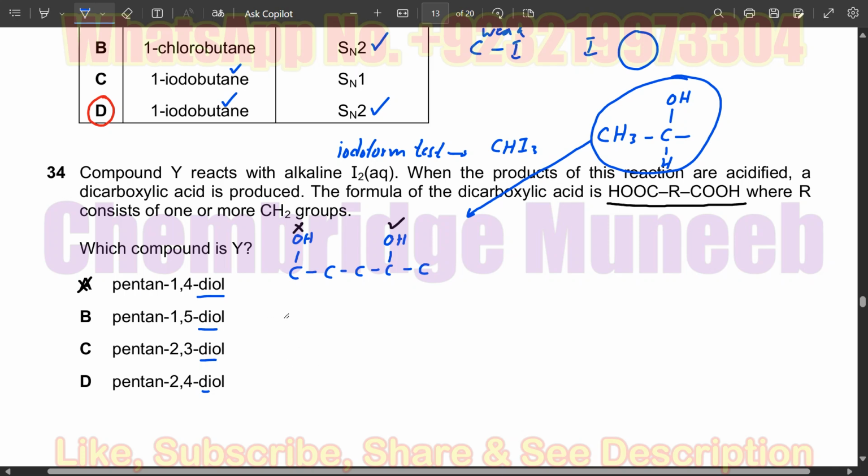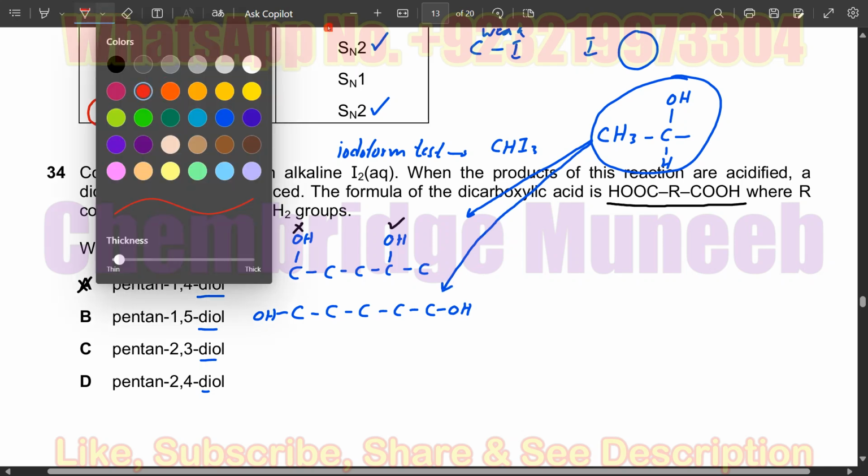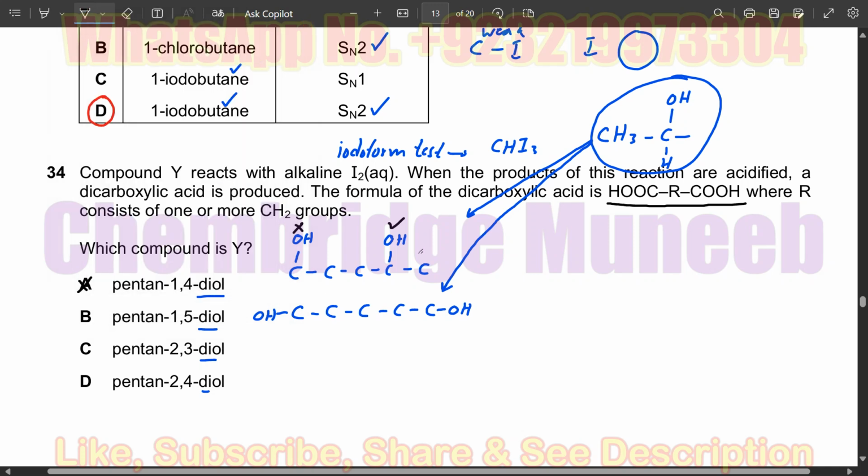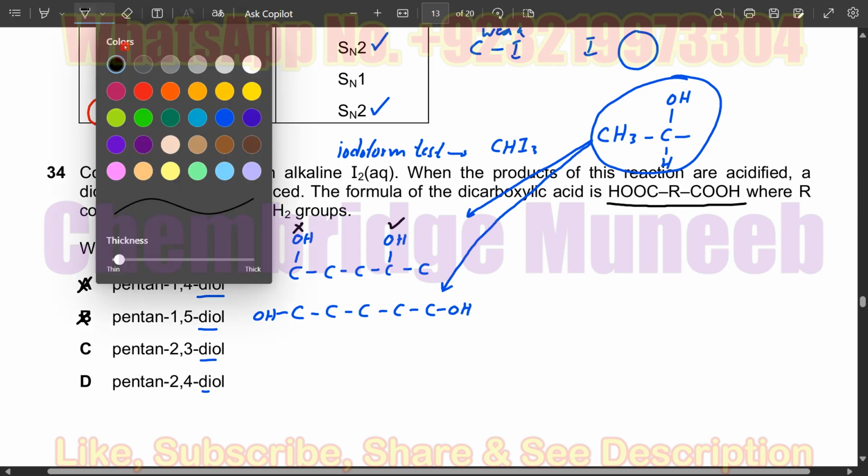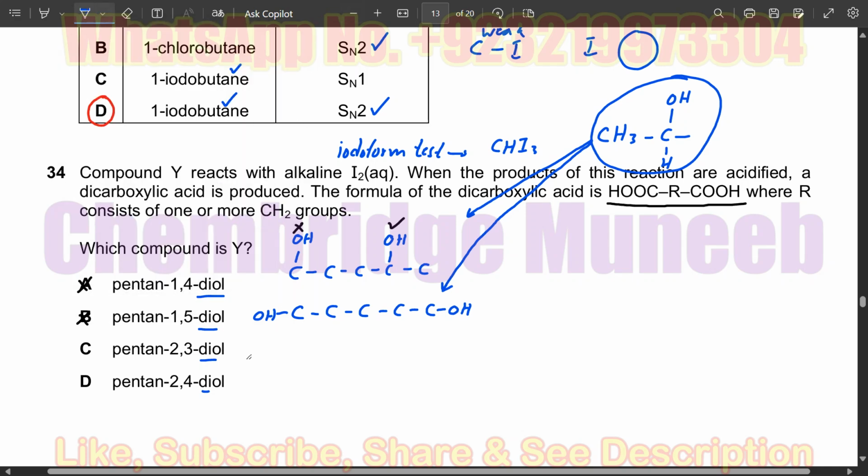Now about option B, again we have to draw the structural formula. We have 5 carbon atoms again. Now they are saying at position number 1 and 5 are OH. Now, if we compare with this formula, it will not give us a structure. It will not give us the reaction because it doesn't match with this part. So, reaction is not possible in B. Then we go with option C.